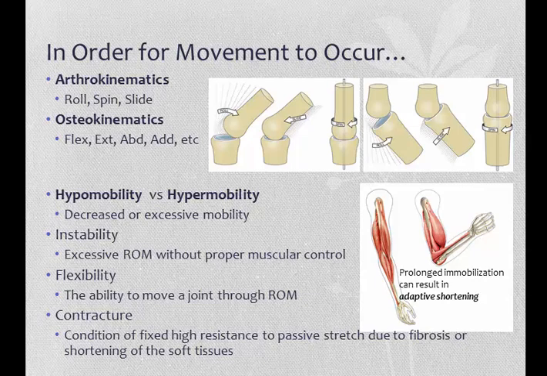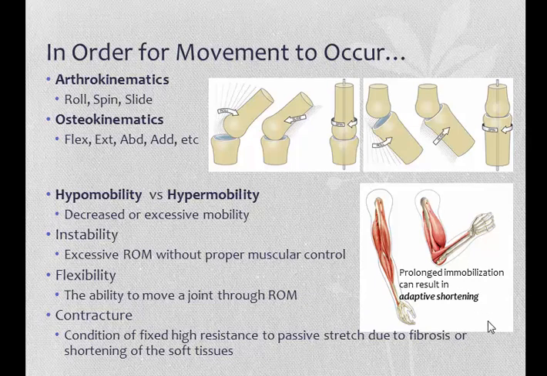Flexibility is something good. It's the ability to move a joint throughout the range of motion. Contracture is a condition where some kind of soft tissue has become very shortened because of excessive scar tissue, or the actual fibers started to contract more and more. So now you start to feel a lot of restriction in range of motion because of the soft tissue shortening.